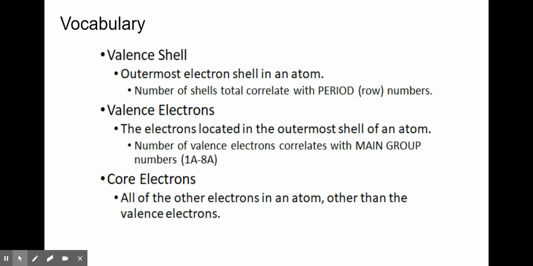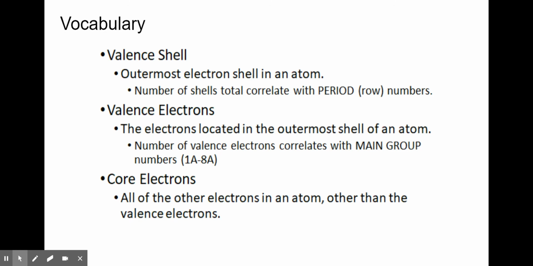Okay, some vocabulary terms that we have here. We have valence shell, valence electrons, and core electrons. So your valence shell is your outermost shell. This correlates with the row number, in terms of how many shells we have.